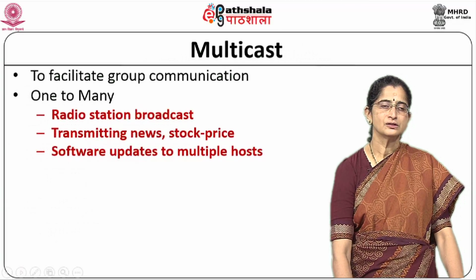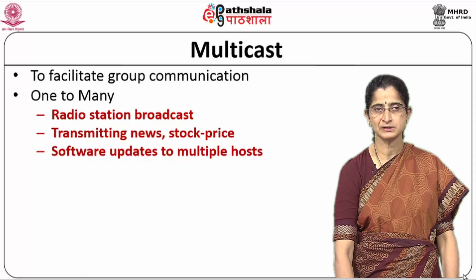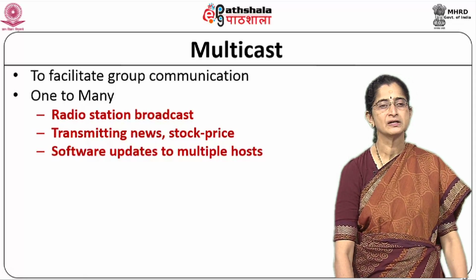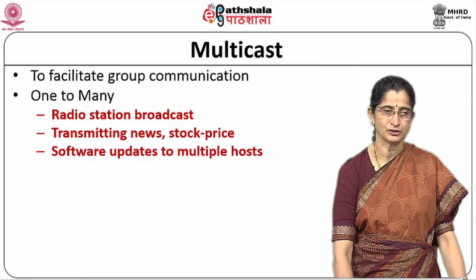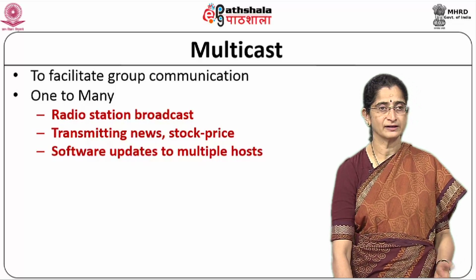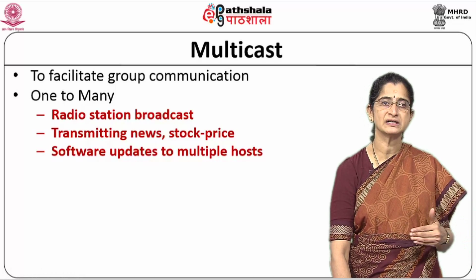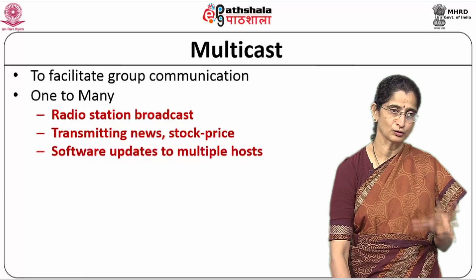So, what do we normally mean by multicasting? Multicasting is essentially one person transmitting and many people listening to it. So, it basically facilitates group communication. We talk about one to many. Now, one to many could also mean broadcast, but that is not what we mean when we talk about multicast. Broadcast is open to all, whereas multicasting is open to a particular group.